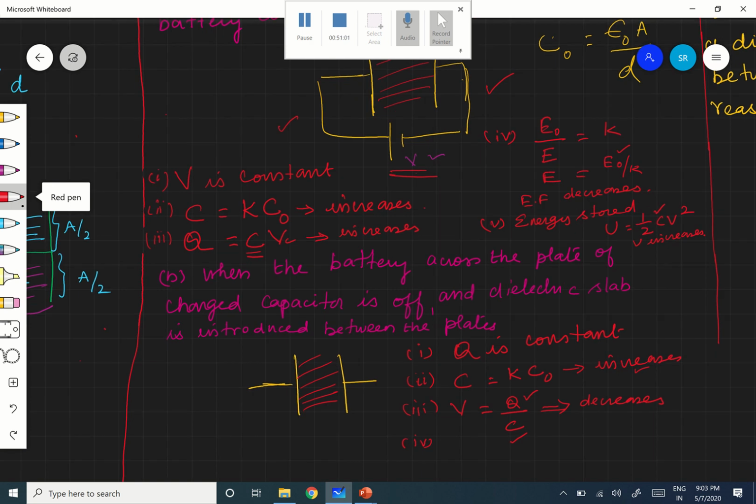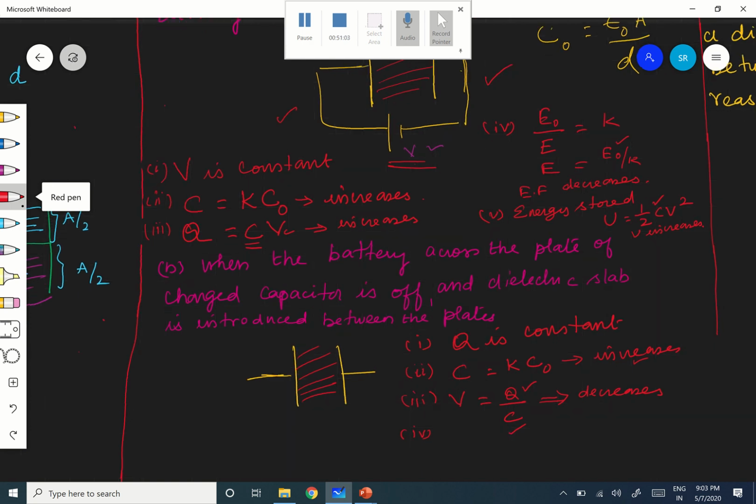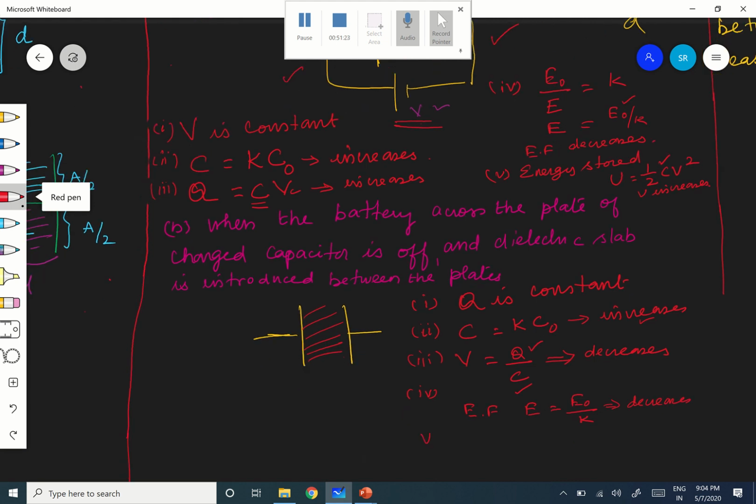Then the fourth one is the electric field. Electric field, as usual, the same case. E is equal to E naught by K. Whether the battery is there or not, it is not going to matter here. Therefore, the electric field decreases. Last one, what is that? Energy. Here, what is the formula where Q is constant? U is half Q squared by C.